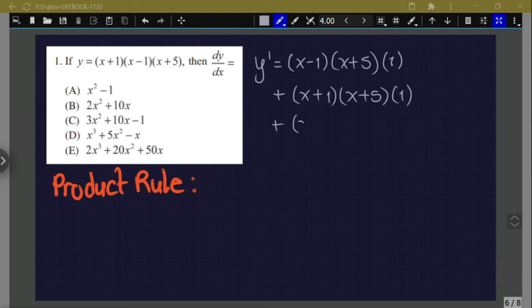So it's going to be x plus 1 times x minus 1 times the derivative of the last term, right? Which is going to be, the derivative of 5 is 0, the derivative of x is 1. So easy enough. So I just need to expand all of this in order to find out what is going to be the final expression. Now, if I expand this, let's see how it goes.